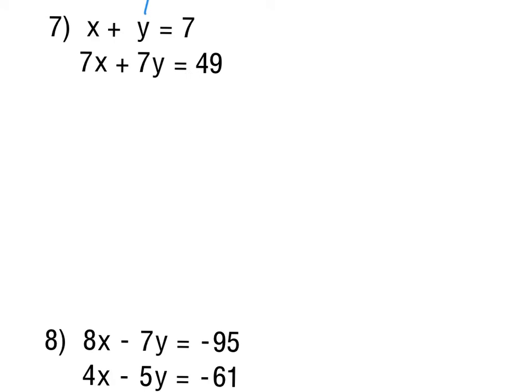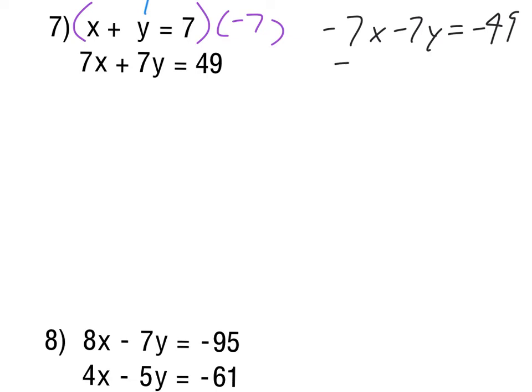Alright, so looking at number 7 here, the way the equations line up, I would say good idea to use elimination. I would probably multiply this top equation by negative 7. So I'm going to cheat a little bit with my notation here and just say multiplying that entire top equation by negative 7. When I do that, I get negative 7x minus 7y equals negative 49. And then second equation, just leaving that alone, 7x plus 7y equals 49.